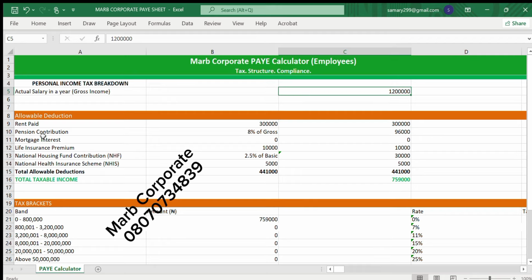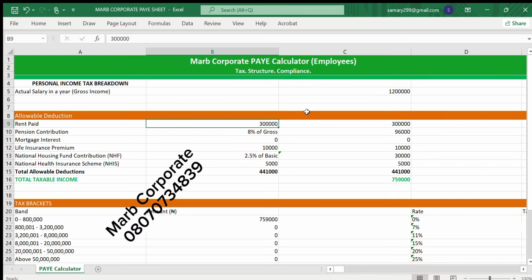Now there are some statutory deductions, some allowable deductions that you are expected to remove, to relieve your tax before you go ahead and calculate your taxable income. Example number one is rent paid. This is a new thing that was introduced in this new tax act. It is capped at 500,000 naira. What that means is that if you are paying house rent that is more than 500,000, maybe 900,000, it's only 500,000 you can remove. But for this person collecting 1.2 million at the end of the year, the rent can still be around 300,000. So this is just an example.